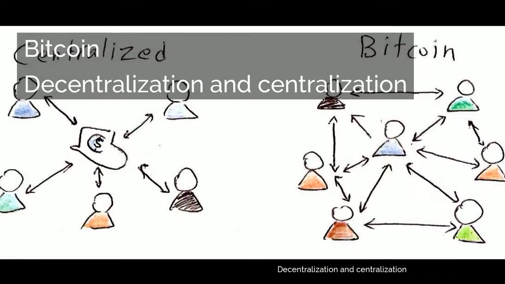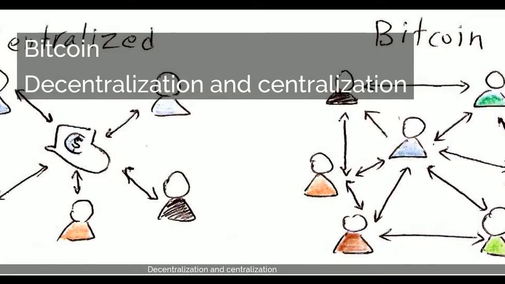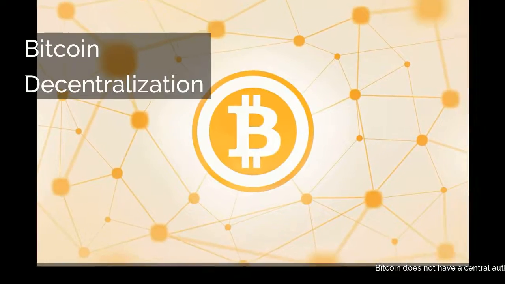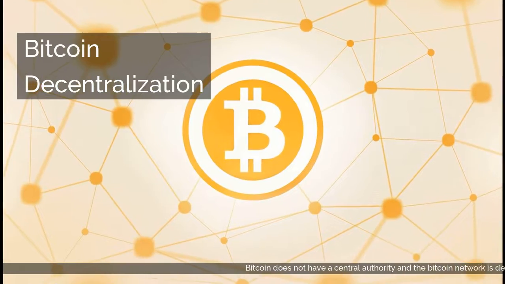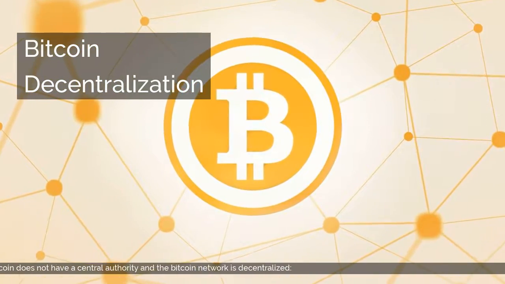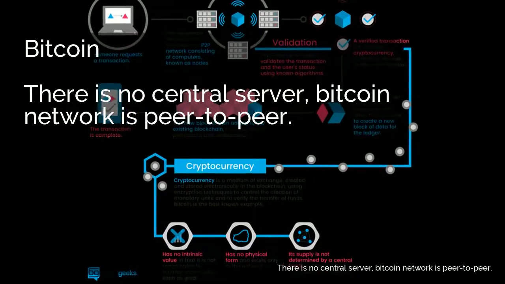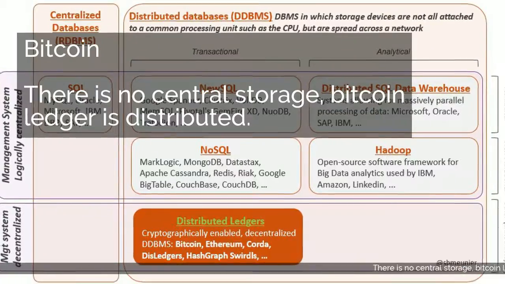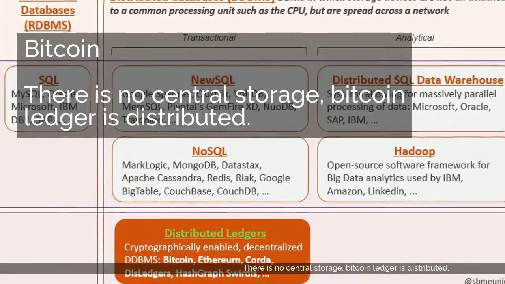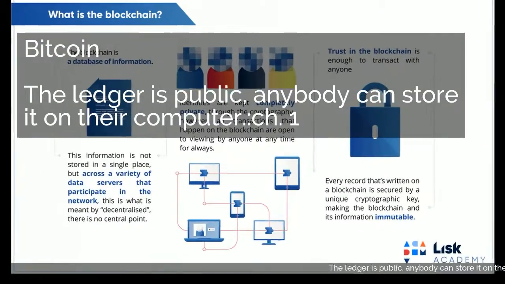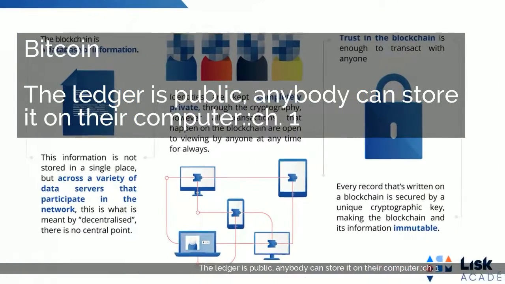Decentralization and centralization. Decentralization. Bitcoin does not have a central authority and the Bitcoin network is decentralized. There is no central server, the Bitcoin network is peer-to-peer. There is no central storage, the Bitcoin ledger is distributed. The ledger is public, anybody can store it on their computer.